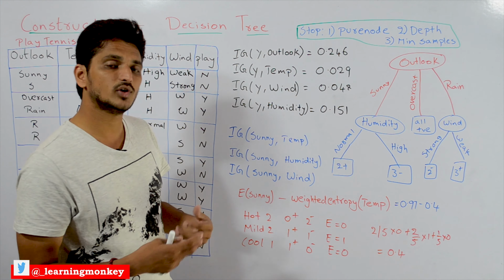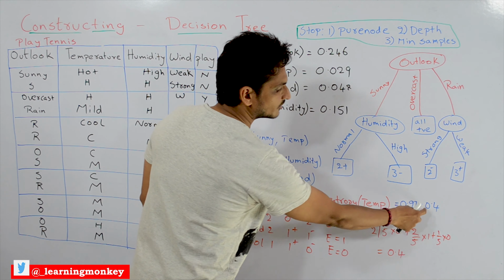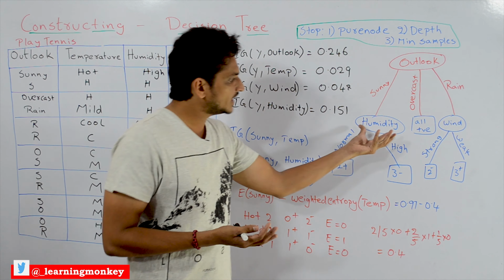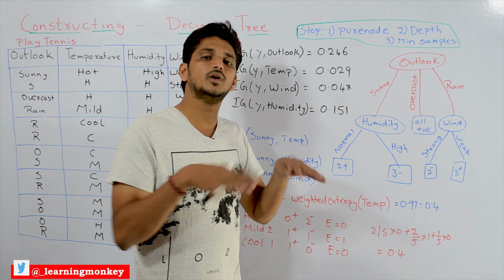Like that we have to calculate. So 0.97 minus 0.4. This is the information gain value for Sunny, temperature. Like that we have to calculate the information gain value for Sunny, humidity and Sunny, wind. Out of these three, humidity got the highest information gain value. So again use the humidity column for splitting.